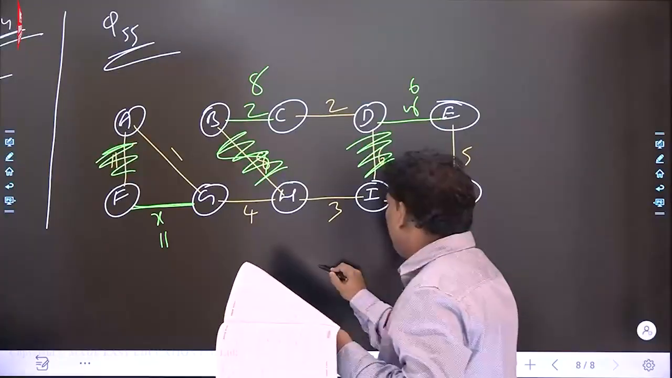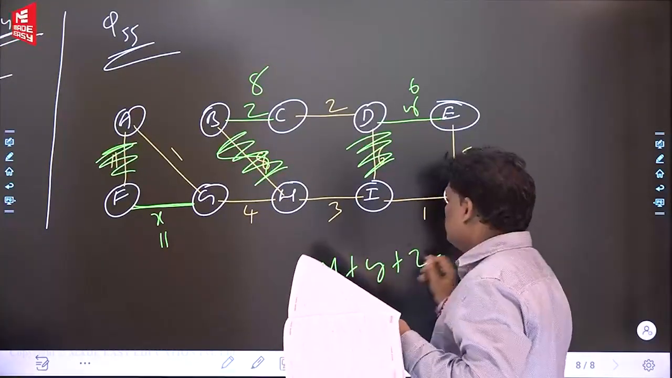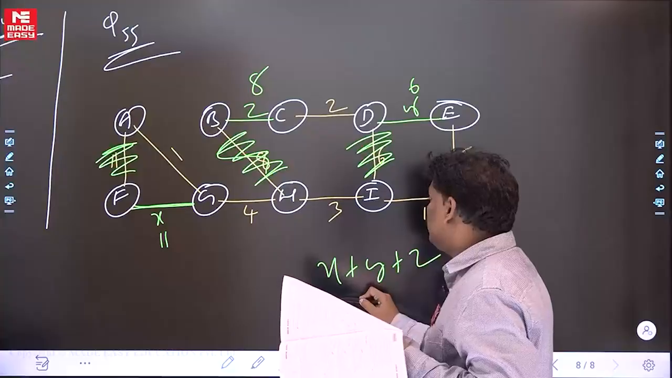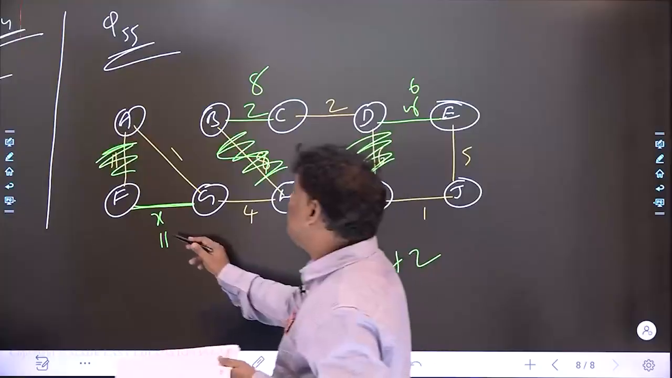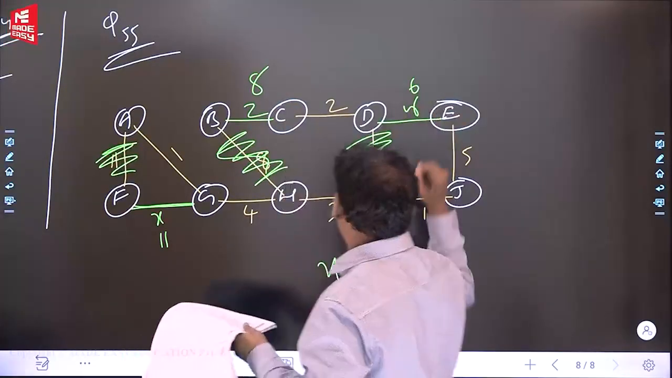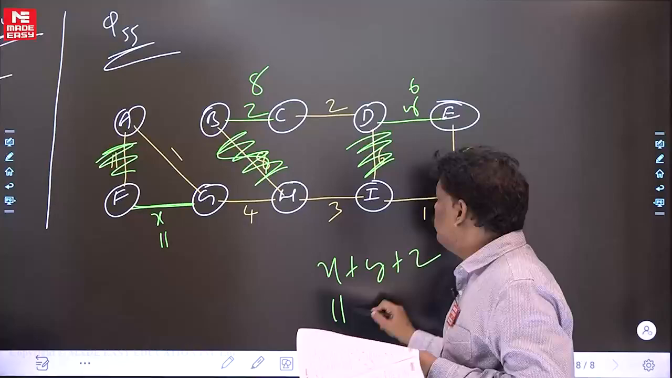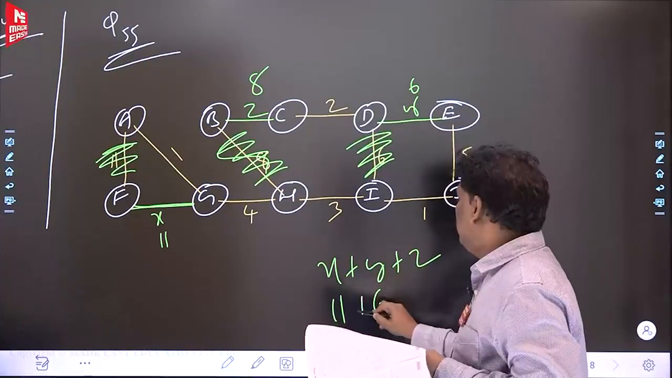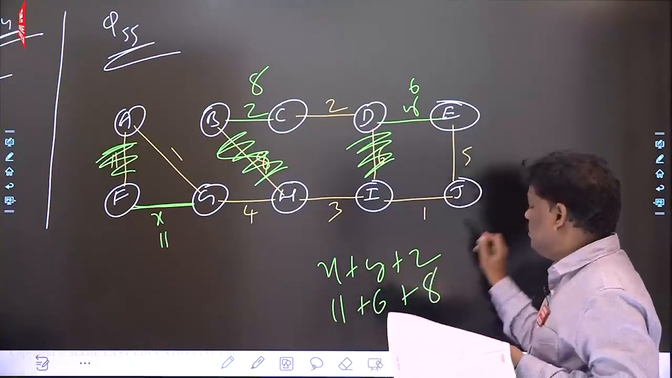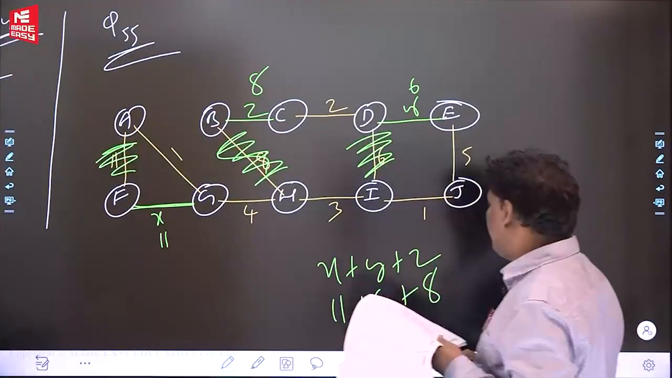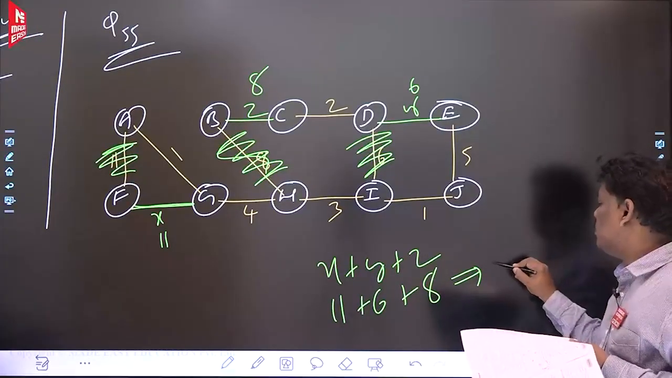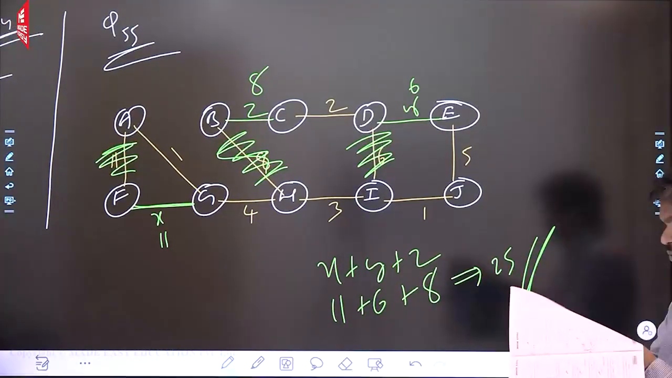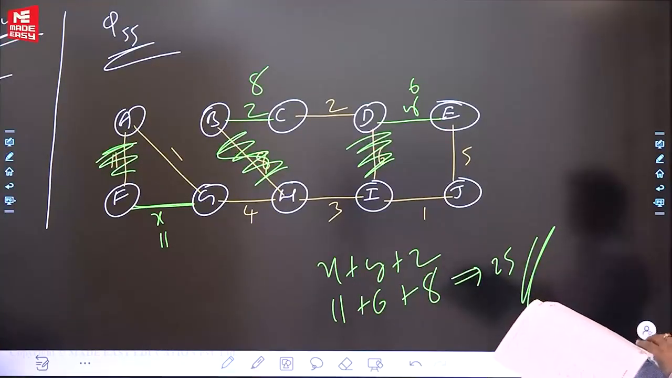So can you help me? X plus Y plus Z. What is the answer? I think I am keeping maximum values. Are these the maximum values or minimum values? Maximum values. Minimum value would be minus infinity, minus infinity, minus infinity. So what is the answer? 11 here for X. Y, 6 will be here. Z, 8 here. So 11 plus 6 is 17. 17 plus 8, what is the answer? 17 plus 3 is 20, plus 5 is 25. So for question number 55, the answer is going to be 25.